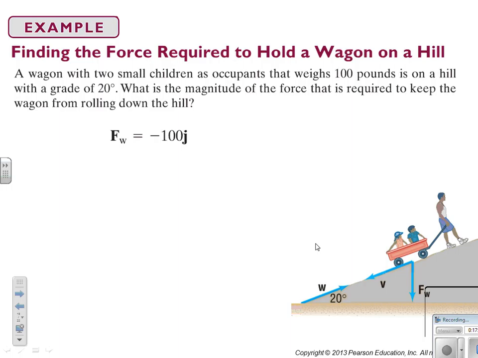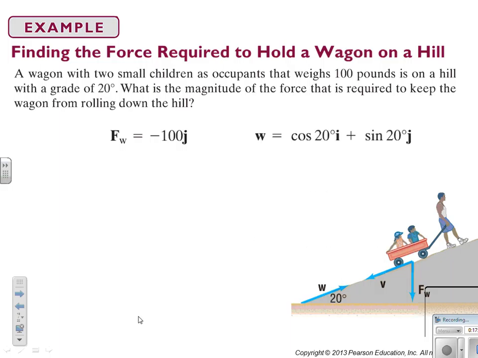So the first thing we look at is the force of the weight. Your weight, thank you gravity, shoots you straight down in the negative J direction. Whatever you weigh is the scalar that multiplies the J. So we know F_W is equal to negative 100J, negative 100 because the force is acting downward. That's how gravity works on our planet.